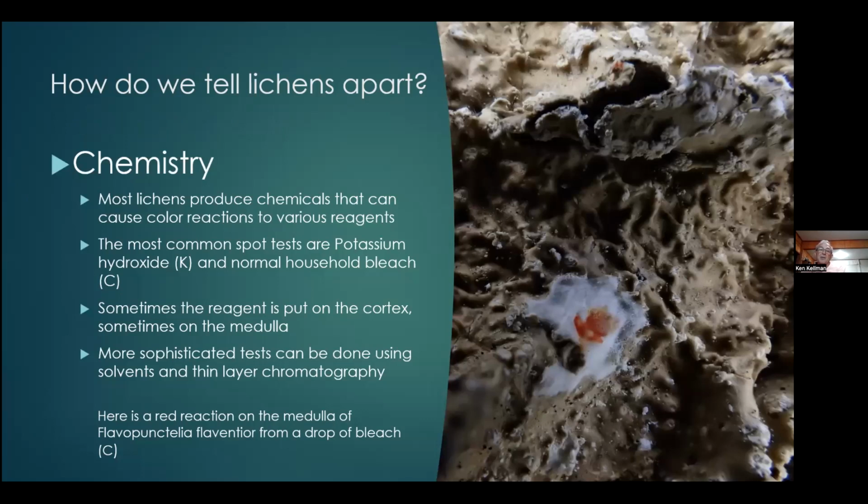And here on the right is a red chemical reaction to bleach in the lichen Flavopunctilia, which is a close lookalike to Flavoparmelia that we'll see on Friday. You can do more sophisticated tests with solvents and thin layer chromatography. That's something I have yet to learn, and hope to learn so I can learn more lichen chemistry and get better at identifying them.